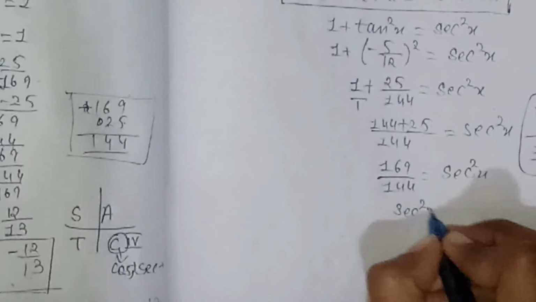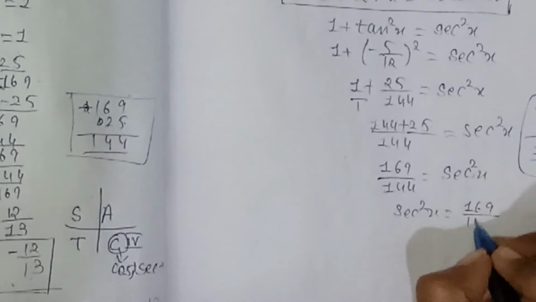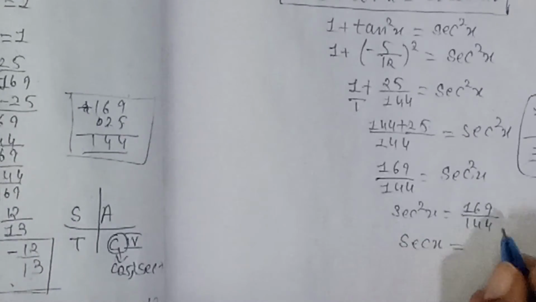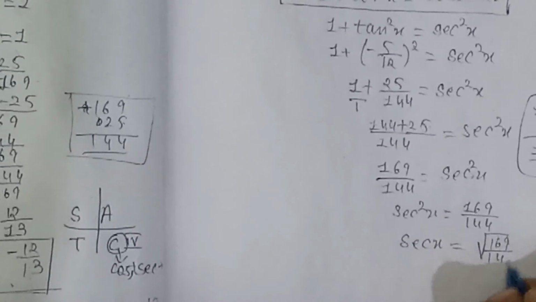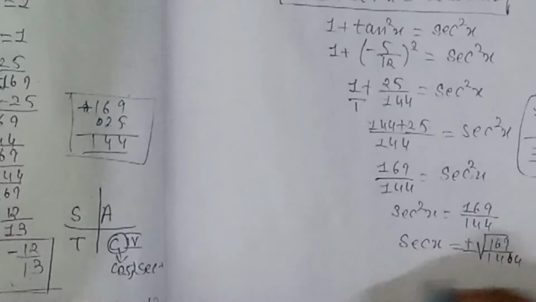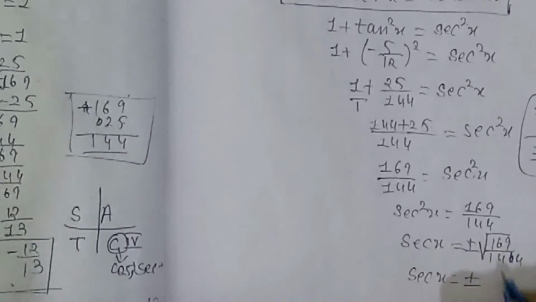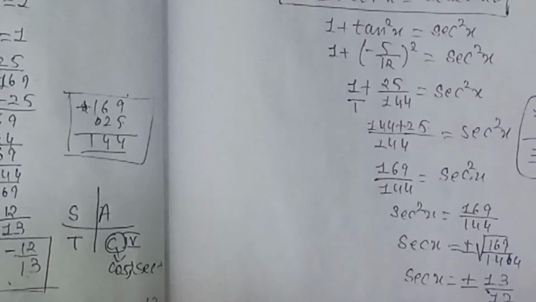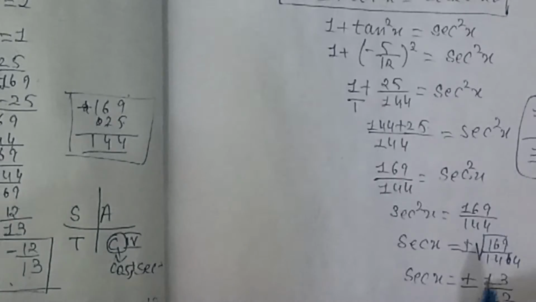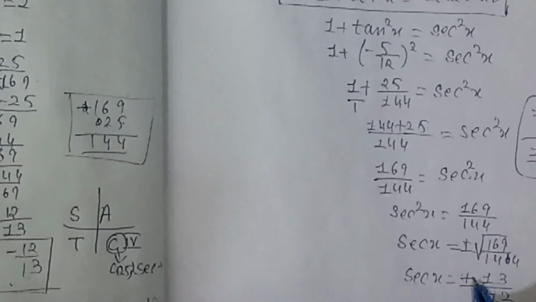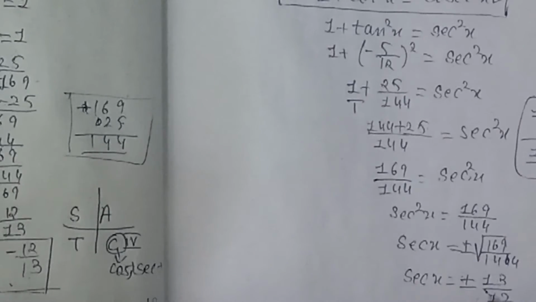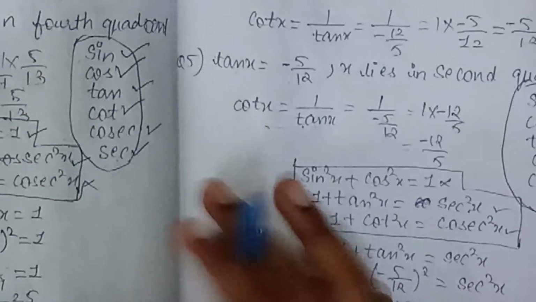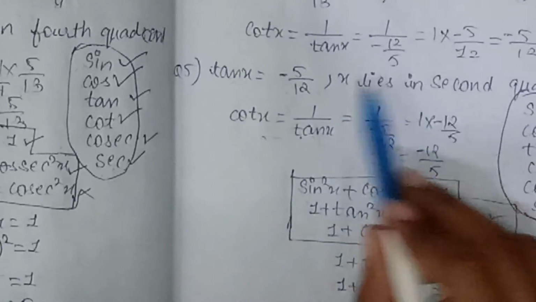So secant square x is equal to 169 by 144. We need the value of secant x, so send the square to the other side. When the square goes to that side, it becomes a root with plus or minus. So secant x: the square root of 169 is 13, the square root of 144 is 12. So we got the value of secant x also. But you don't need to stop here. You have to see whether the secant x value is plus 13 by 12 or minus 13 by 12. How do we find that? The same procedure. In the question, they have given that x lies in the second quadrant.